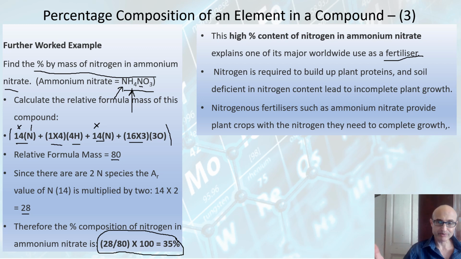This is interpretation of data. You are not just calculating a result, but you're also asking yourself, does it make any sense? If one of the applications is as a fertilizer, does it make sense that this compound has 35% nitrogen? And yes, it does make a lot of sense for the very simple reason that such a high percent of nitrogen is exactly what is required to fertilize fields and to promote plant growth.